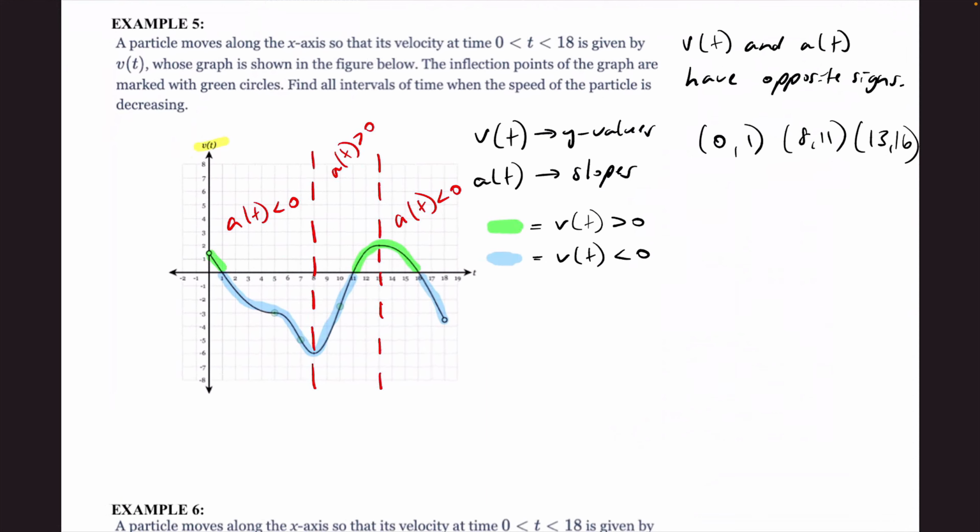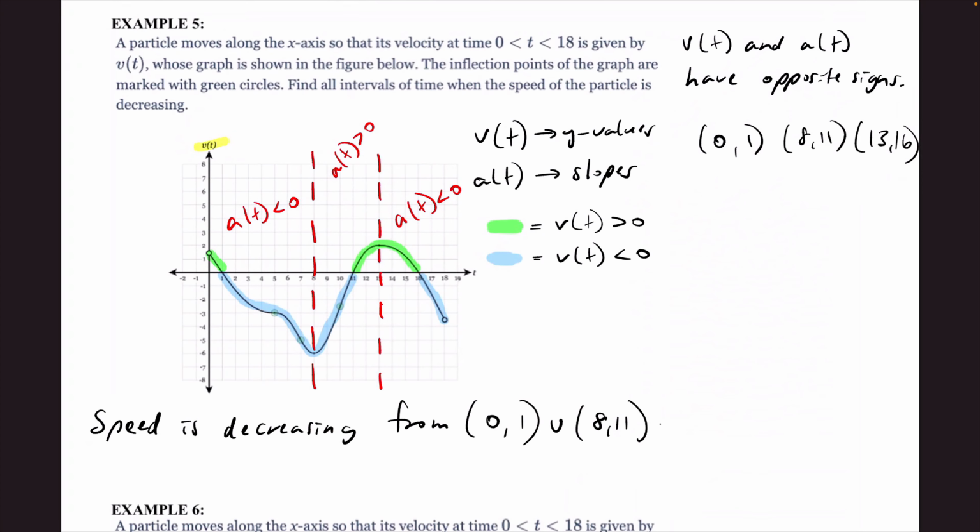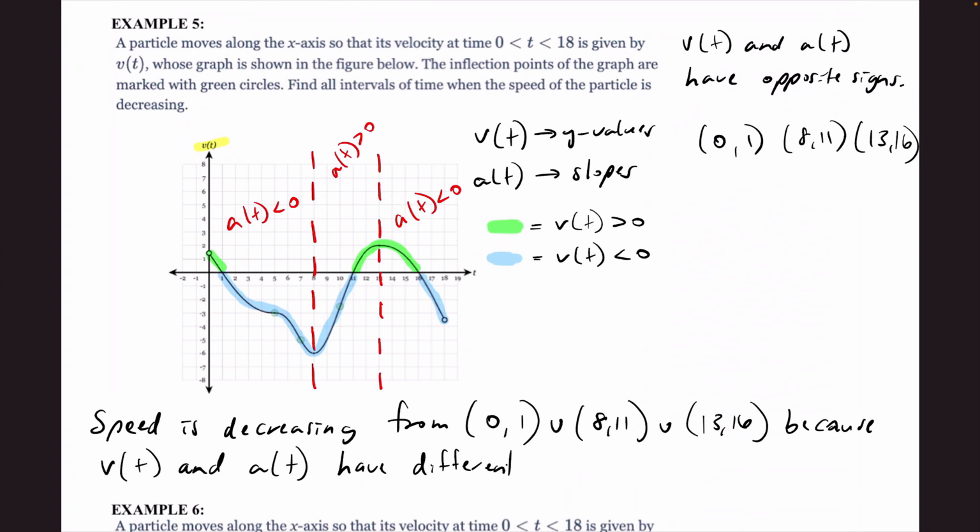So we're going to answer the question now. Speed is decreasing from 0 to 1, or 8 to 11, or 13 to 16, because velocity, v of t, and acceleration have opposite signs. Done.